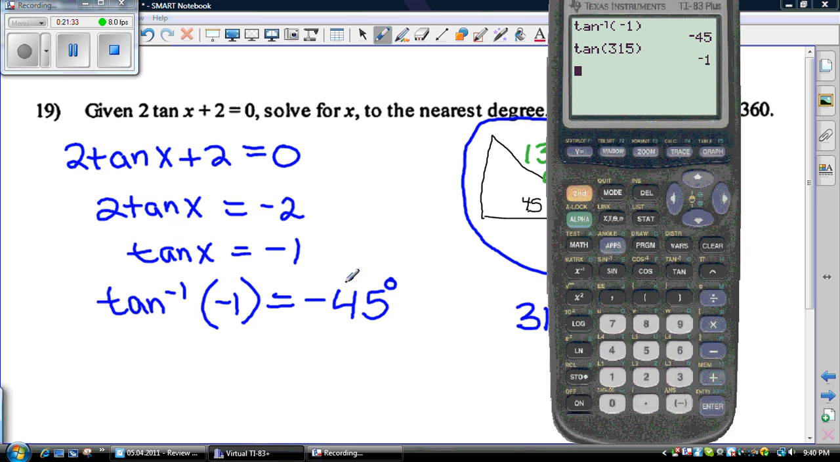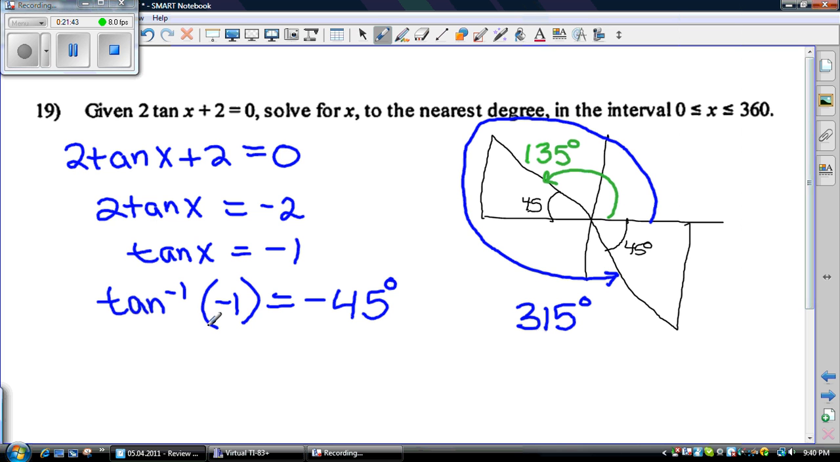Now let me show you something. Plug that into your calculator. The tangent of 135 is negative 1. And so that's the other amount. So let me give you your final answer in the end, and put it in red. X equals 315 degrees, or X can be 135 degrees.